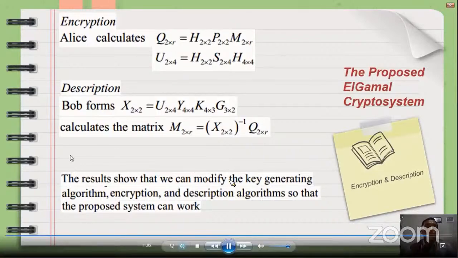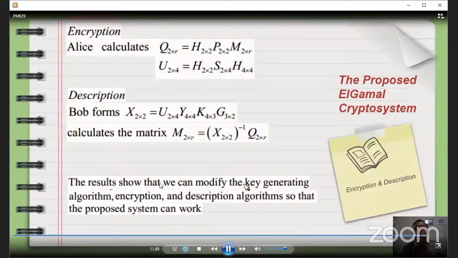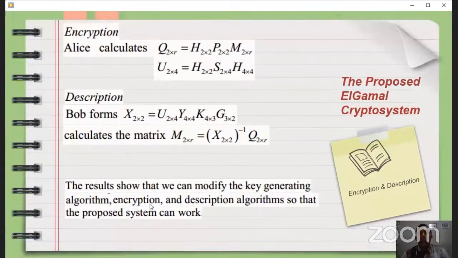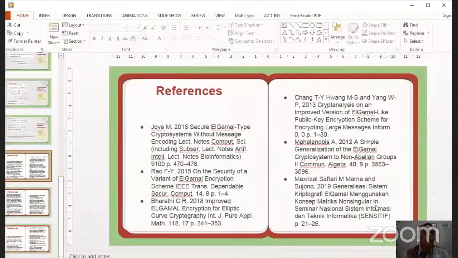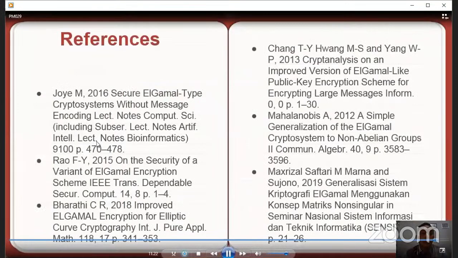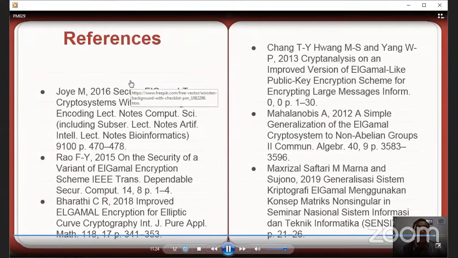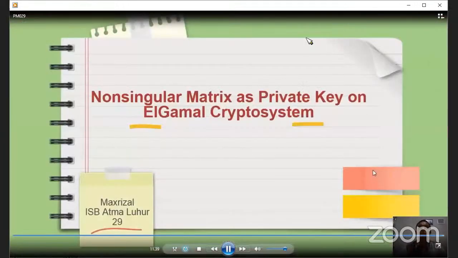We have a conclusion. The results show that we can modify the key generating algorithm, encryption, and decryption algorithm so that the proposed system can work. Okay, this is our reference. I think that's enough. That is a brief presentation of our research results. Thank you for your attention. Assalamualaikum warahmatullahi wabarakatuh.